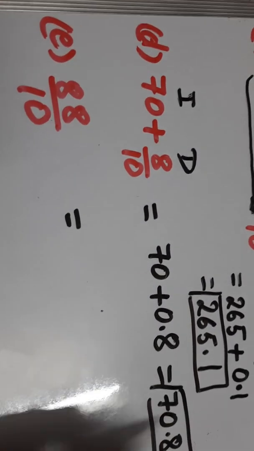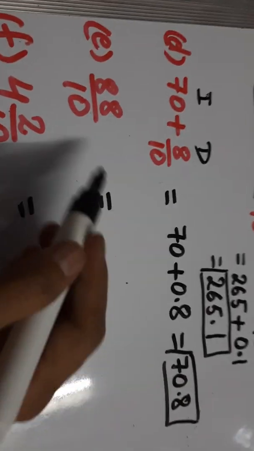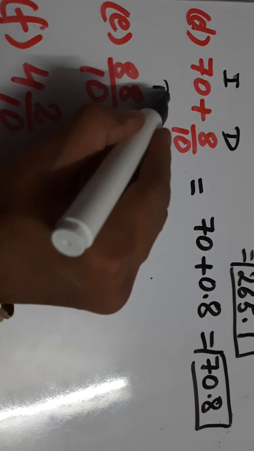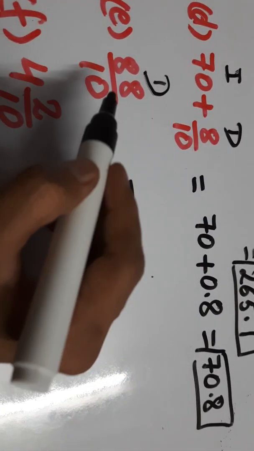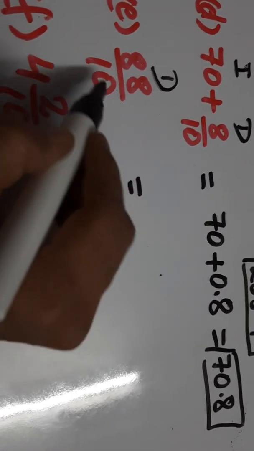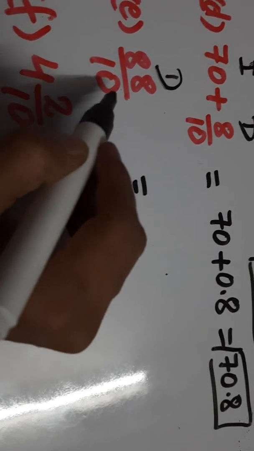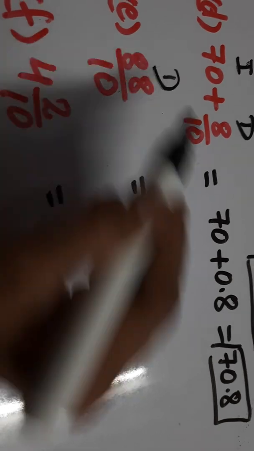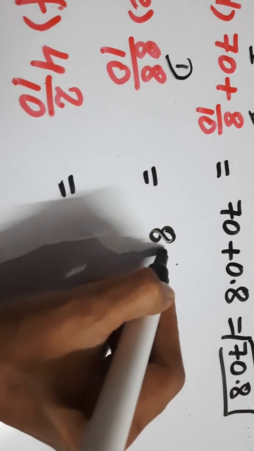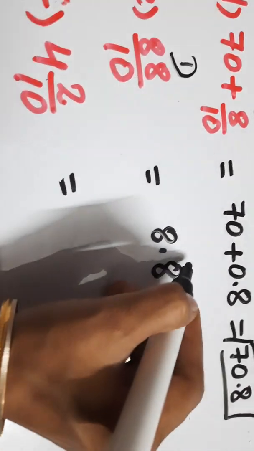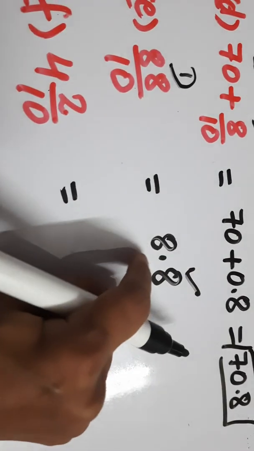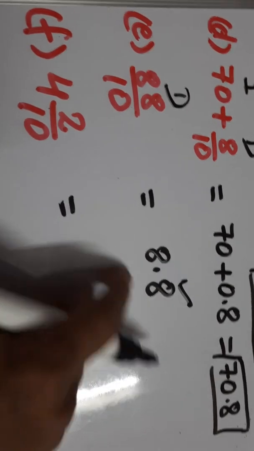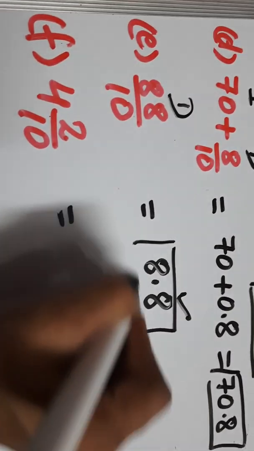So I hope you will be able to add it now. Now we will do it directly. 88 by 10, that means this is the decimal part. So for that, 10 is there, 10 carries one 0, so we will leave one digit to place the decimal. So our decimal comes here, 8.8. This is that digit. After the decimal we have to take one digit, because one 0 is there. So 8.8 is the answer.